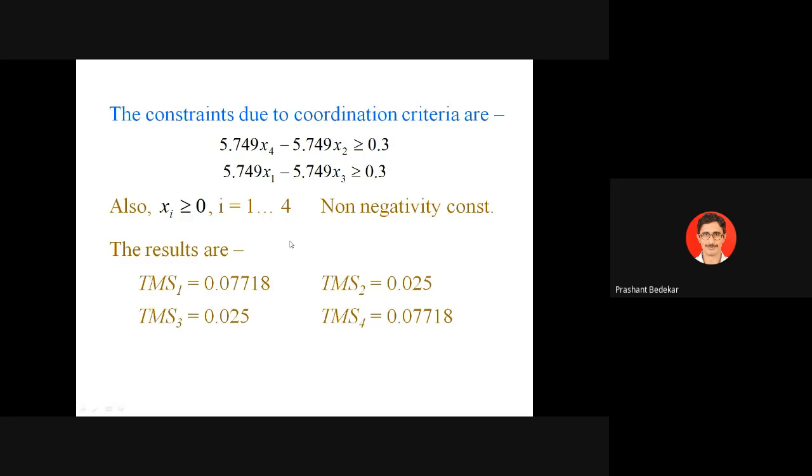And then the non-negativity constraint: x1, x2, x3, x4, they all should be greater than or equal to 0. You will get a linear problem. You solve it using linprog. The values of the time multiplier setting for relays 1, 2, 3, 4 are like this. So this is how we can solve the overcurrent relay coordination problem using linprog.